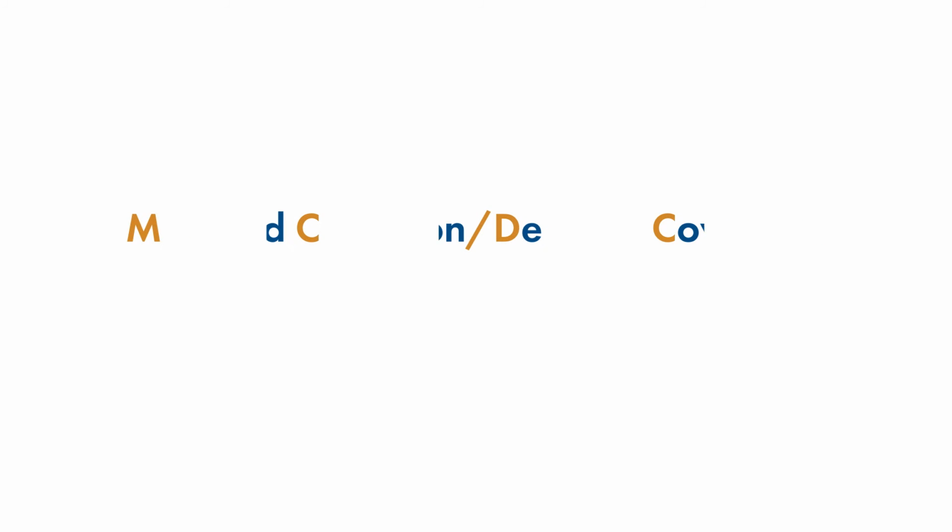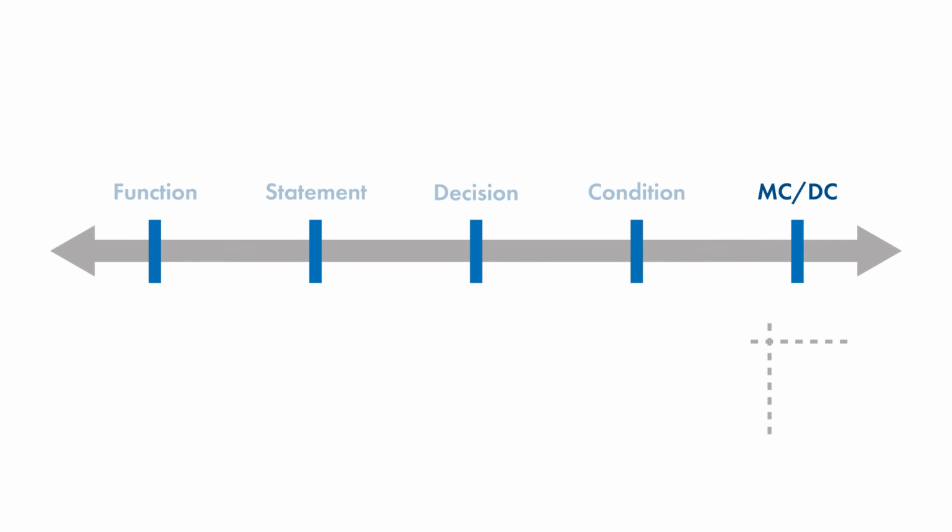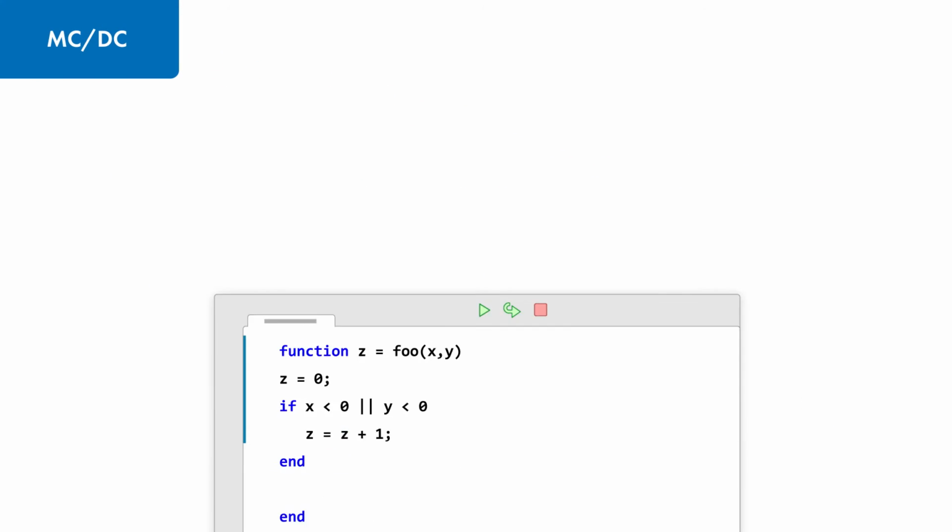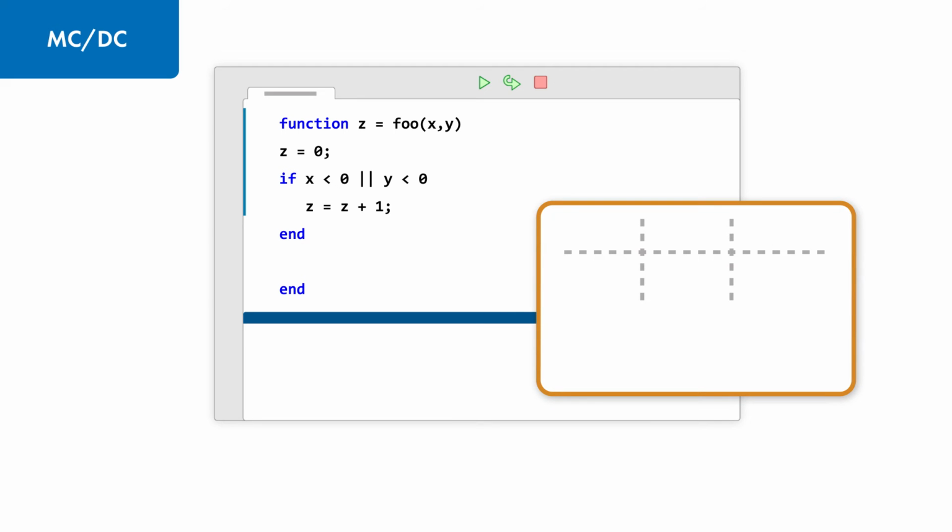Our final code coverage metric is modified condition decision coverage, often abbreviated as MCDC. MCDC ensures that each condition within a decision has been shown through our testing to independently affect the outcome of the decision. Consider our example if statement. To achieve 100% MCDC, we need a combination of tests that show changing each condition while keeping the others constant will change the result. This would require 3 tests.